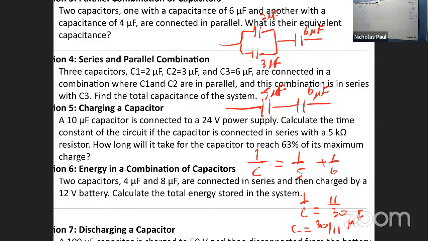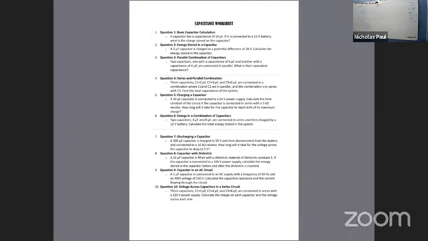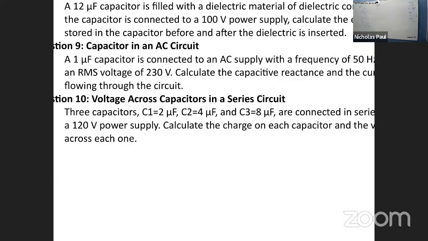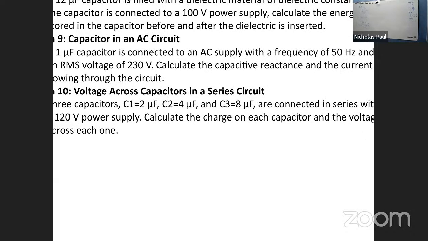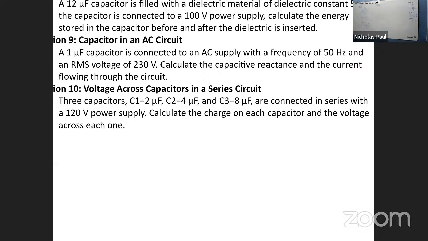Alright, next, number 10. I don't know, I didn't show you a chart. Yeah, number 10.